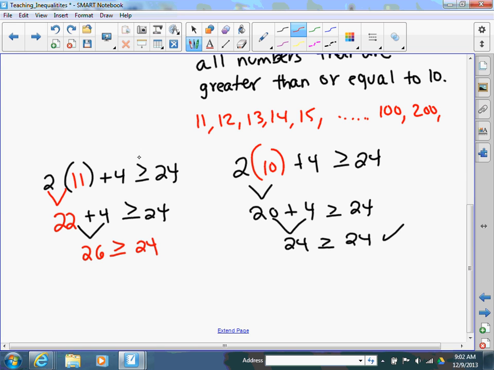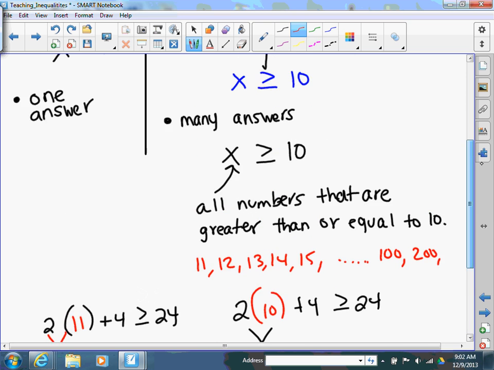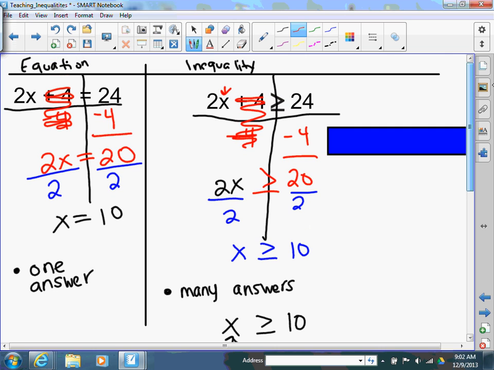So is there more than one answer? 10 works, 11 works, 12 will work, 13 will work, 14 will work. Anything that's bigger than 10 will work in place of x. So an inequality has many answers. An equation has one answer. Understand that? Easy? And we solve them the same, okay?